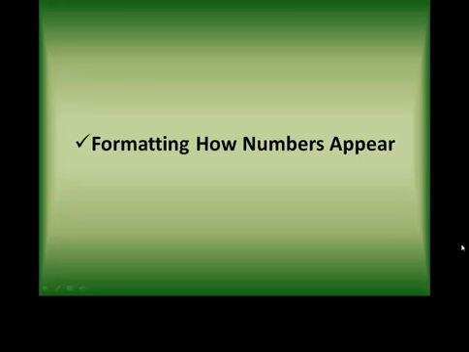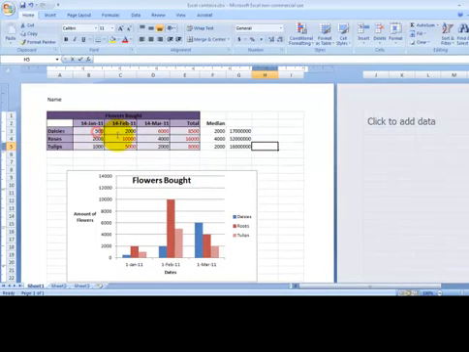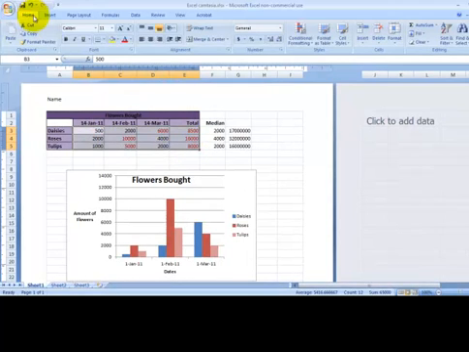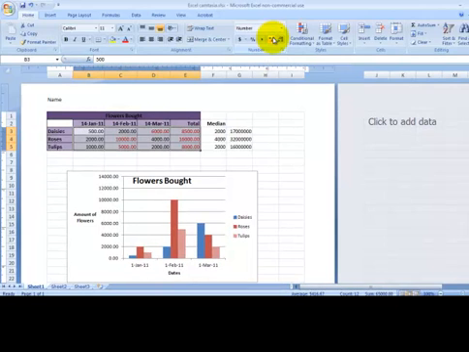Formatting how numbers appear. Now, you may also want to format how your numbers appear in your table. For example, say I want to manipulate how many decimal points the numbers in my table have. So I'm going to highlight my whole table. Now within the Home tab, in the Number section, there's two buttons that can either decrease the decimal point or increase it. I'm going to increase it by 2 by clicking twice.